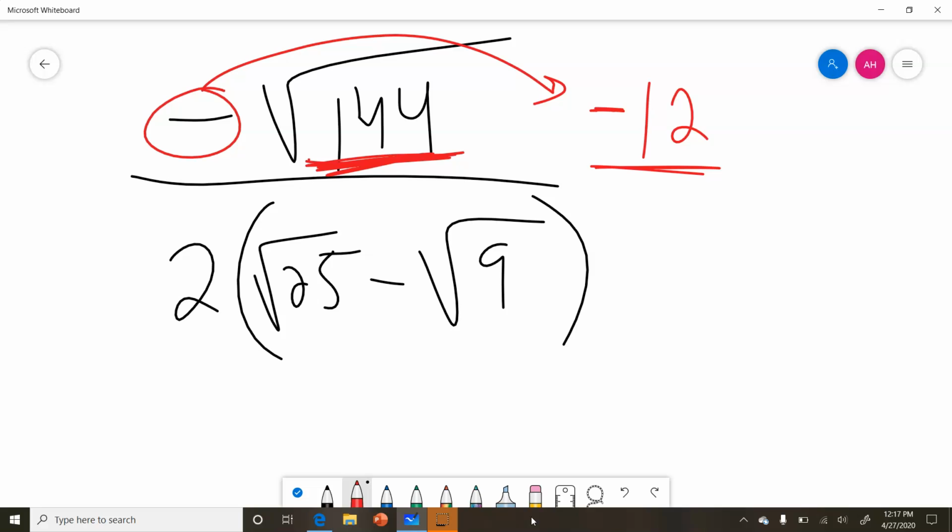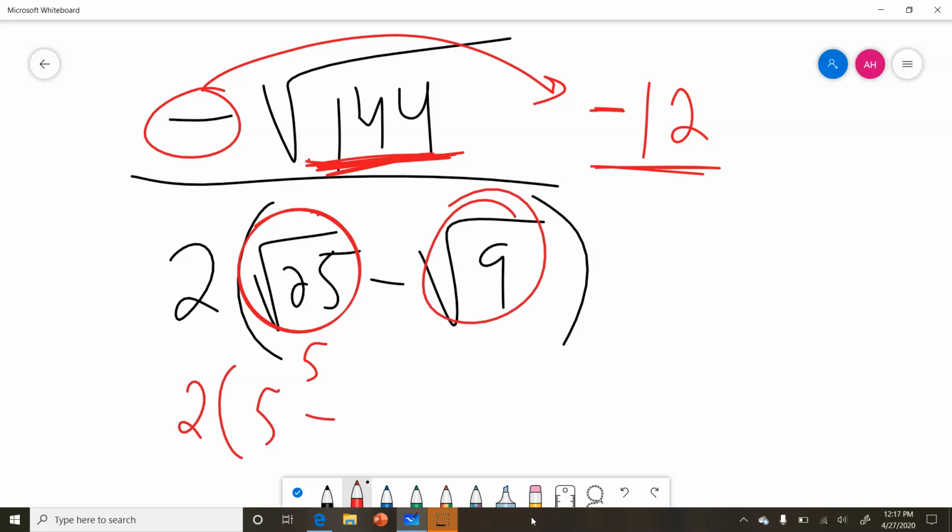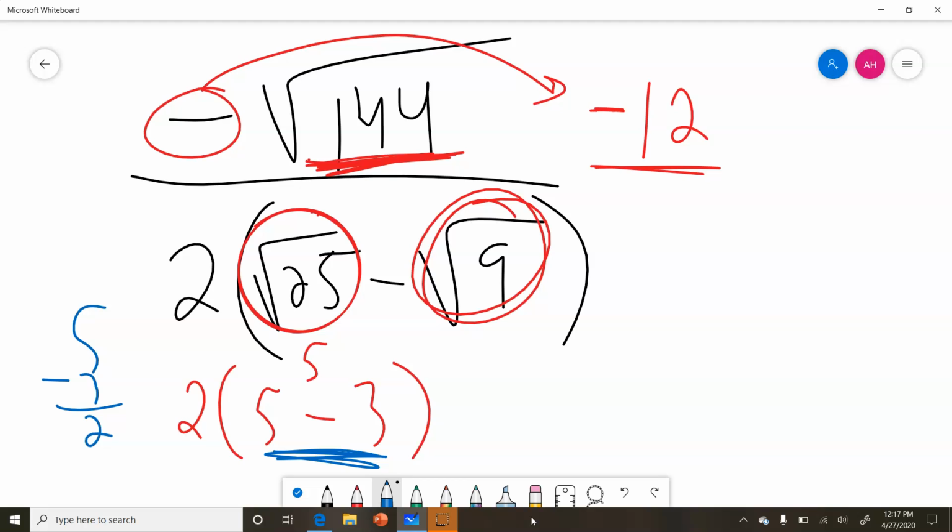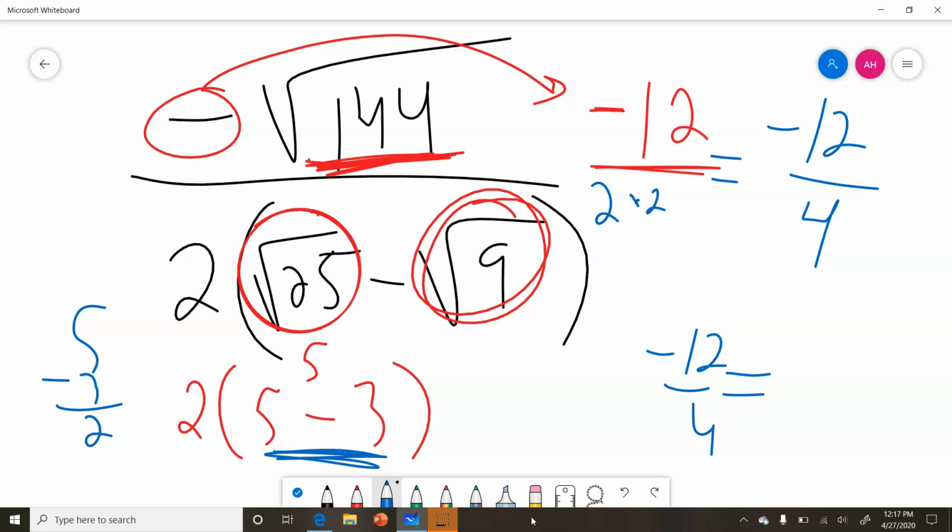Now I come down here and I say, what is the square root of 25? Well, that's 5. So now I have 2 times 5 minus what is the square root of 9? That's 3. So now I come down in here, order of operations. What is 5 minus 3? That's a solid 2. So now I have 2 times 2 on the bottom. So that now equals -12 divided by what's 2 times 2? 4. What is -12 divided by 4? Well, that is -3. And so my final answer is -3.